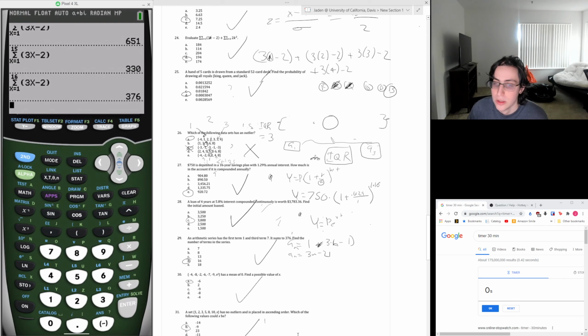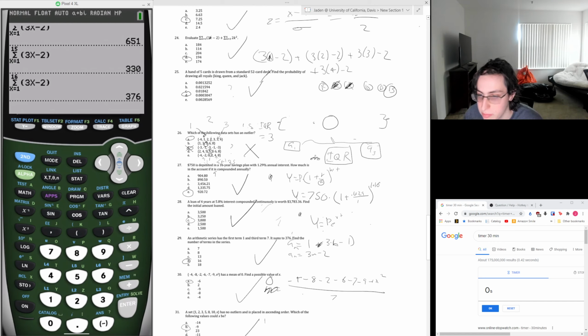Okay. -4, -8, -2, -6, -7, -9, x squared has a mean of 0. Find the possible value of x. So, for this, we want to know our mean formula. Mean is equal to -4 minus 8 minus 2 minus 6 minus 7 minus 9 plus x squared divided by how many numbers are there? 1, 2, 3, 4, 5, 6, 7. 7. We know that our mean is equal to 0, so 0 is equal to this divided by 7.